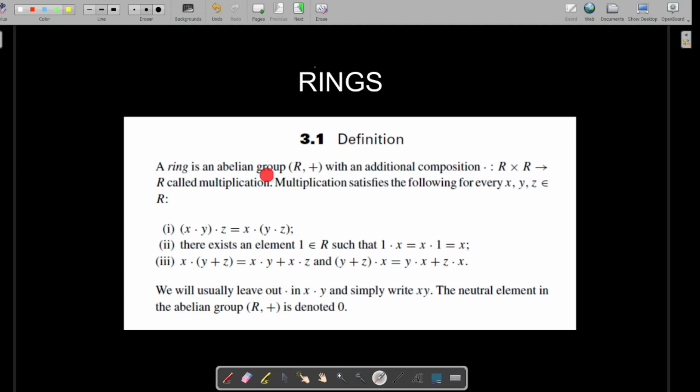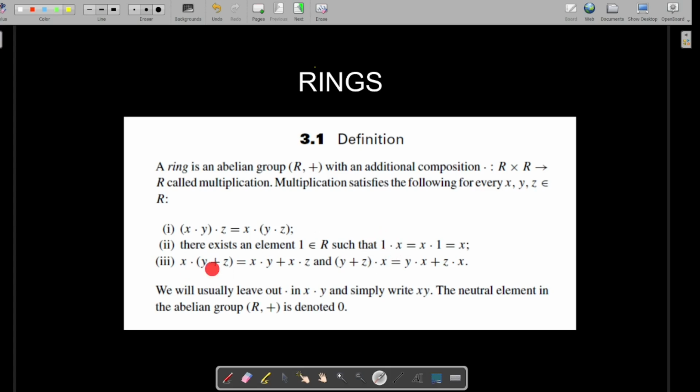A ring is an abelian group (R, +) with an additional composition from R cross R to R called multiplication. And this operation satisfies the following properties. For every x, y, z belonging to R, (x·y)·z is equal to x·(y·z). And there is an element 1 belonging to R such that 1·x equals x·1 equals x. It acts like the identity element with respect to multiplication.